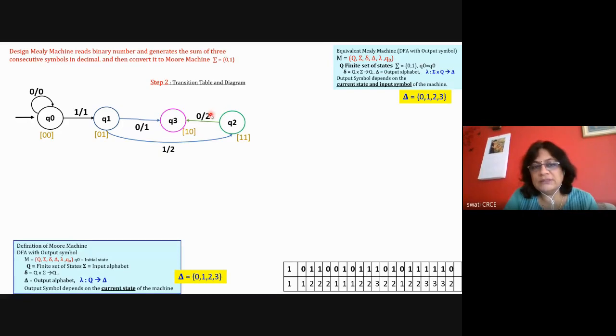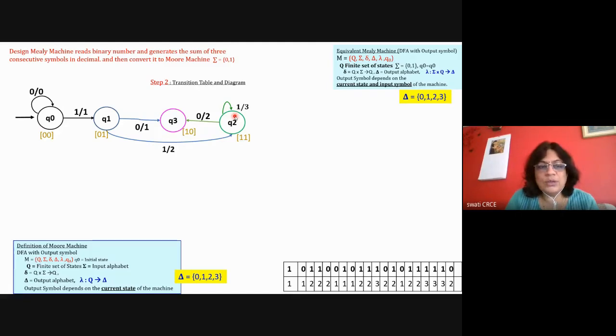So with the last two symbols being 1, 0, it will go to Q3 and the output will be 2. Now if there is any 1, it becomes 1, 1, 1, so it will remain in the same state and the output will be 3. So with 1 it remains in the same state and the output is 3.